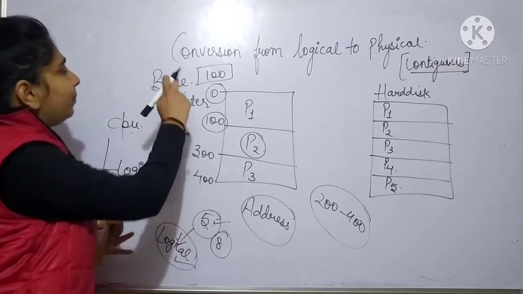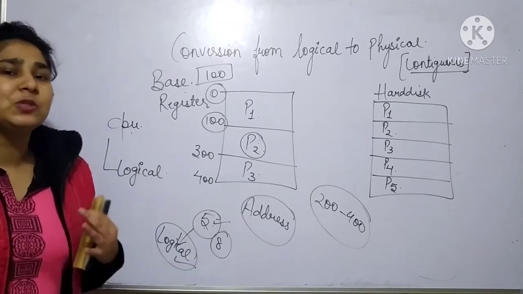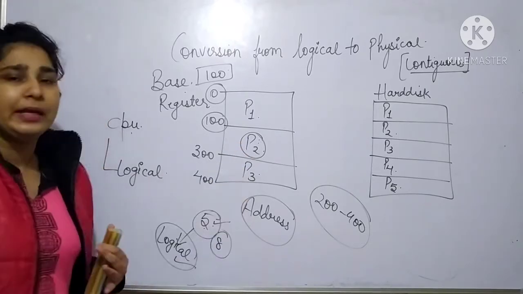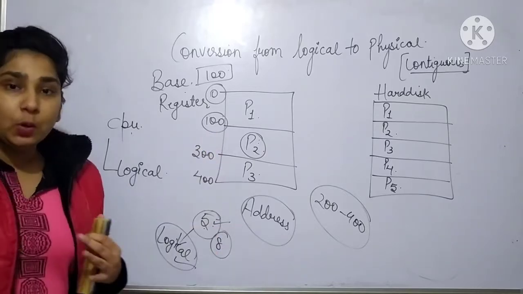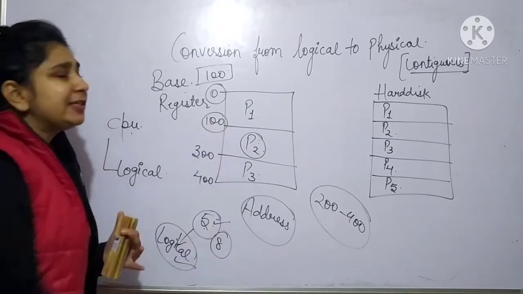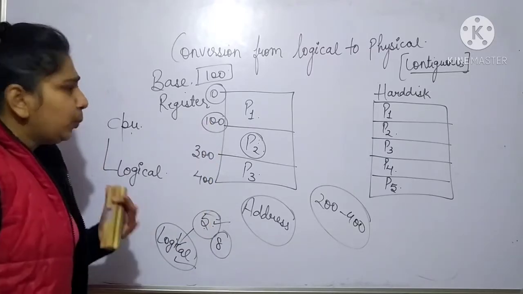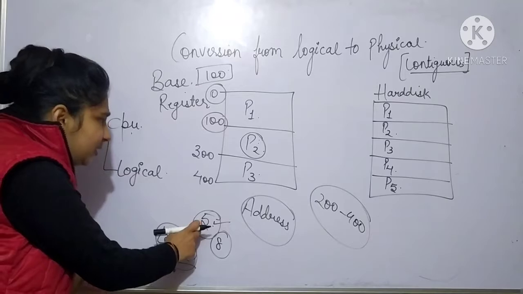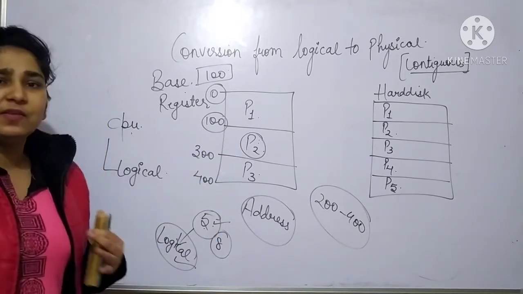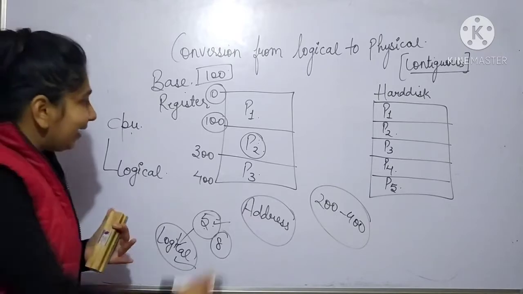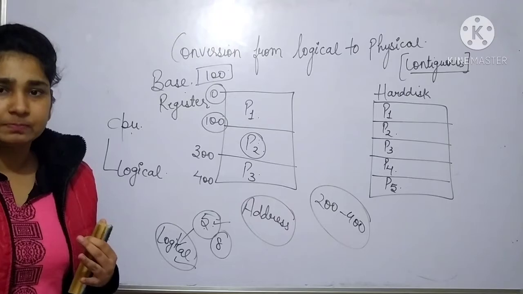Firstly, you will go to the base register. From the base register, you will get the starting address of the process P2. With the help of the base register, you will know that my process P2 starts from memory address 100. Okay, and what do you want? You want the 5th instruction of process P2. Each instruction is given a memory address, and this 100 is the memory address of your first instruction.